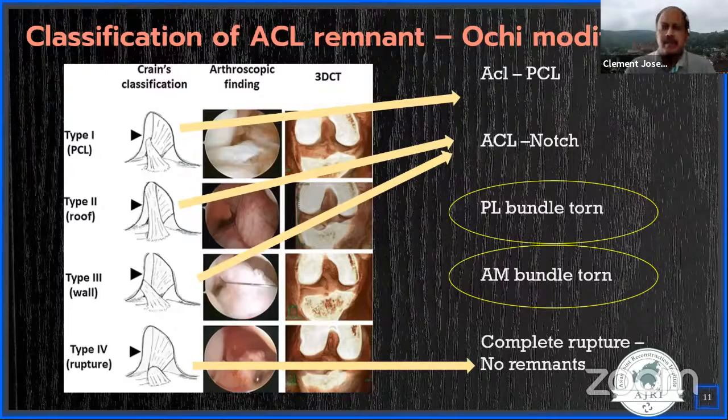What Crane et al. found in their observation was, as long as the ACL remnant was attached to PCL or the roof of the notch, it was able to give some sort of anteroposterior stability. The anteroposterior stability was much less when it was attached to the lateral wall. And obviously type 4 lesions never provided any sort of stability. So it can be inferred that the remnant, whatever it was, could offer some biomechanical stability.